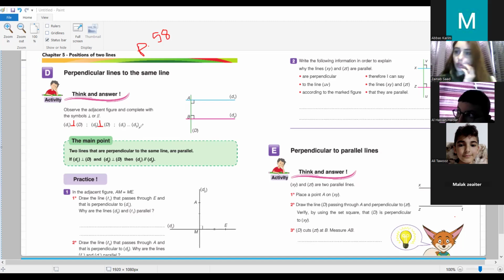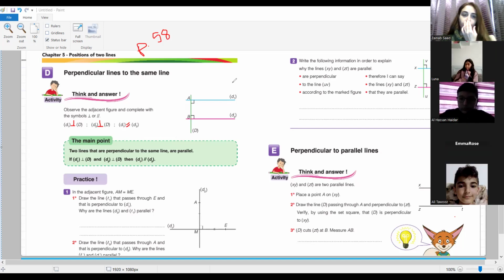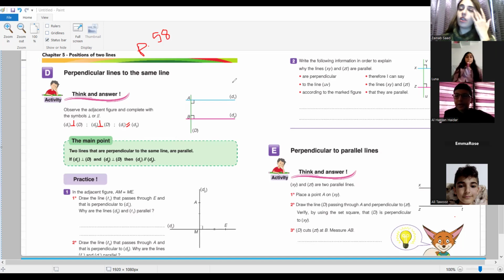D1 and D2, how are they? D1 and D2 are parallel lines. Bravo. Why did you say they are parallel lines? Because they can't intersect. It means they don't have any common point. So that's why, Abbas, can you read the main point? How can we conclude the main point?